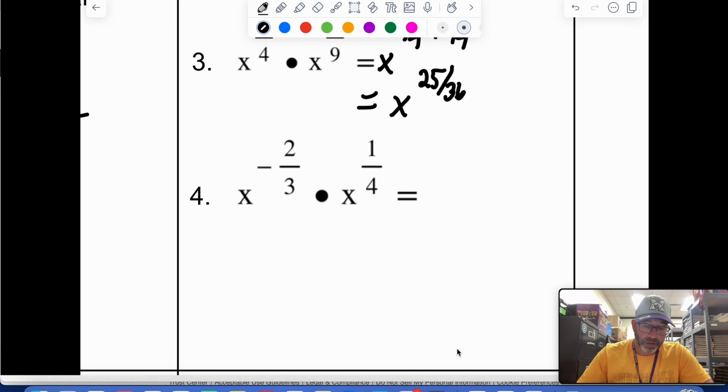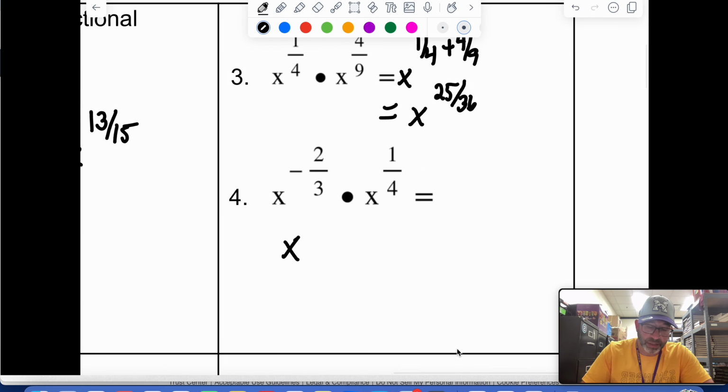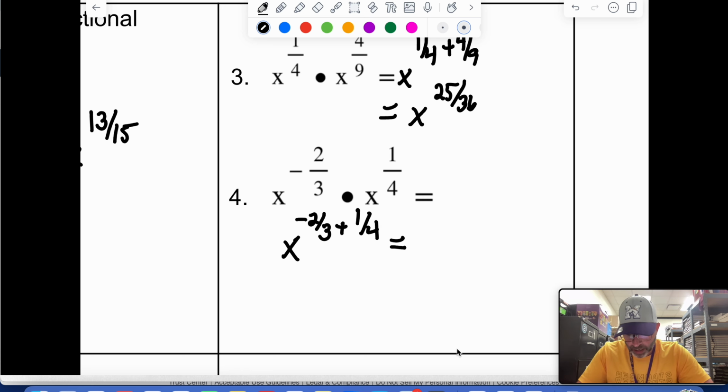For the next one, we're going to do the same thing. We have x raised to the -2/3 plus 1/4. That is going to give us -8 plus 3, so -5 over 12. So this will be x to the -5 over 12. I'm going to check that just to be safe. See, even I use a calculator, but I just want to be safe. I'd rather be safe than sorry, right? We go ahead and put this in, and we get -5 over 12.